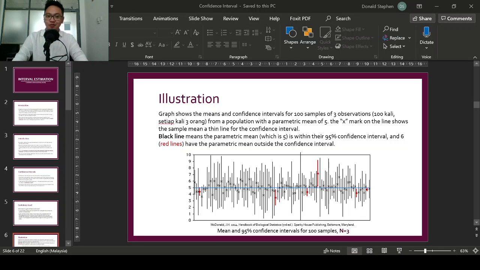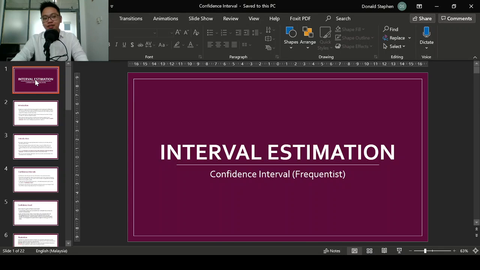Hello everyone, this is just a video to recap what we have learned in class, and we are talking about interval estimations. In interval estimation, we are computing an interval instead of just a value. So remember, when we are finding the mean, we are just finding one value, isn't it? But in a confidence interval, we have an upper limit and a lower limit.